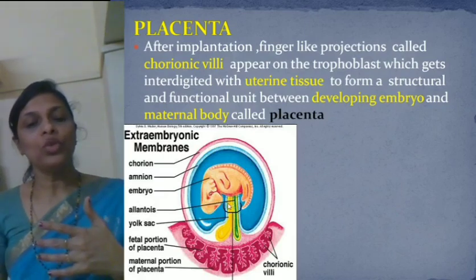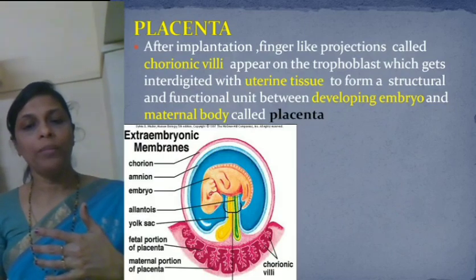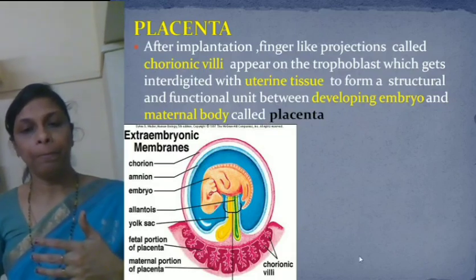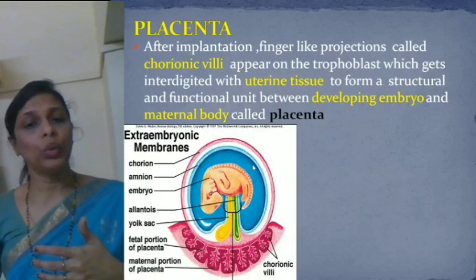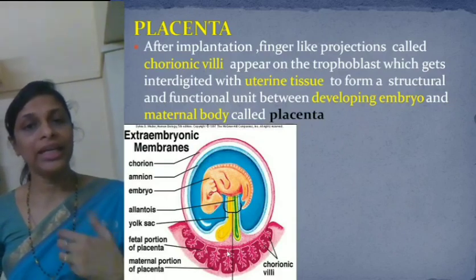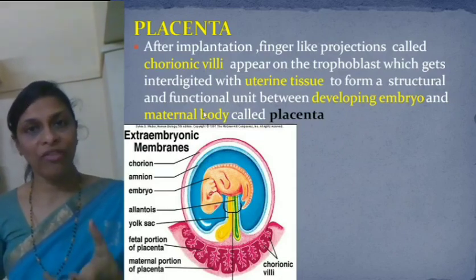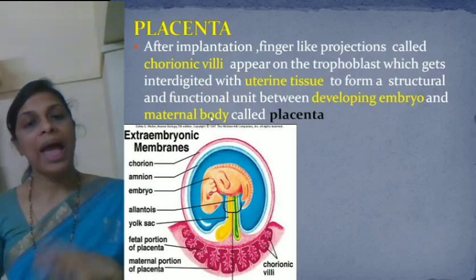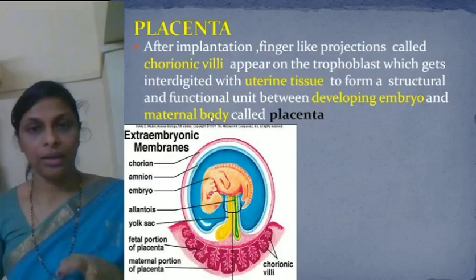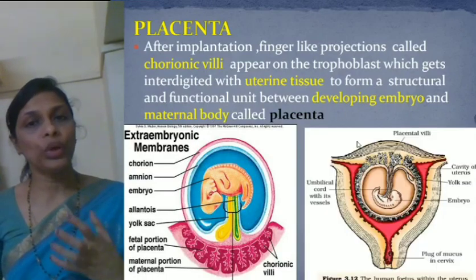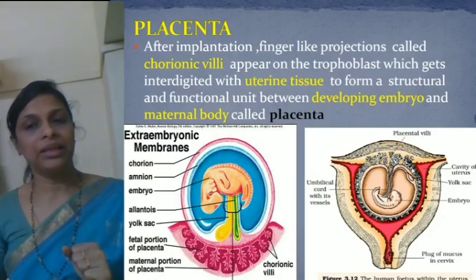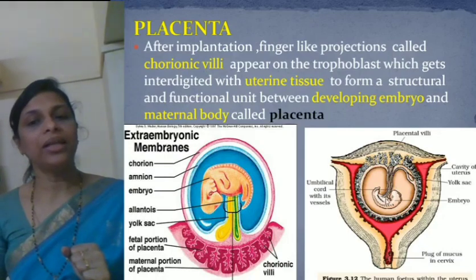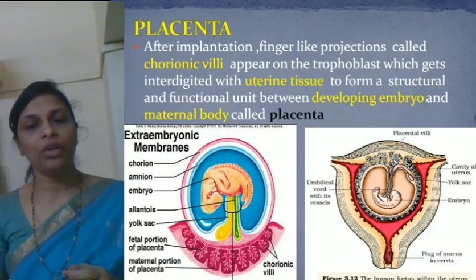So here you can see the chorionic villi, which are formed from the trophoblast layer. These are the chorionic villi, and this is towards the inside of the uterus. The maternal tissue and the chorionic villi get interdigitated to form a structural and functional unit between the developing embryo and the maternal body, which is called the placenta. In other words, we can say the placenta is the organic connection between the mother and the fetus. Here you can see the placental villi, that is the chorionic villi, and the uterine tissue joining together.